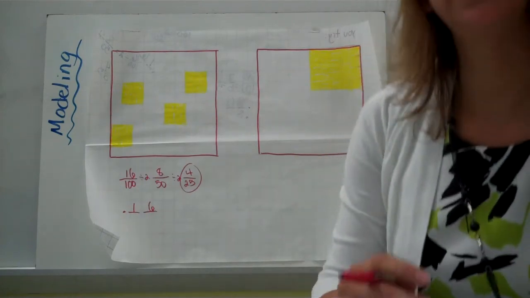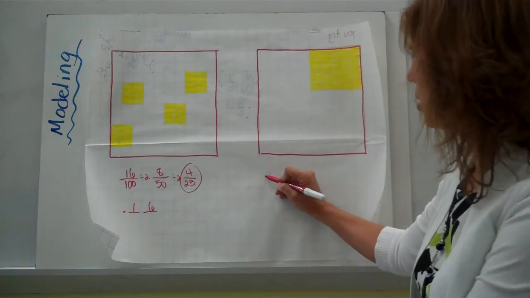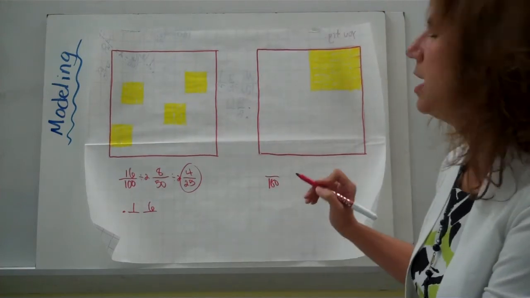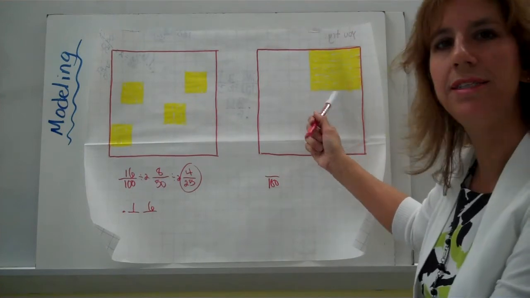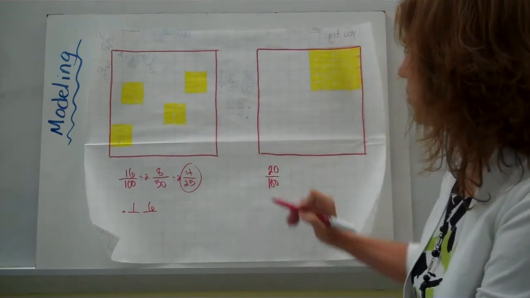All right, let's see how you did. You should have 100 as your denominator. And then how many boxes are colored in? 20. So we're going to put that as our numerator.